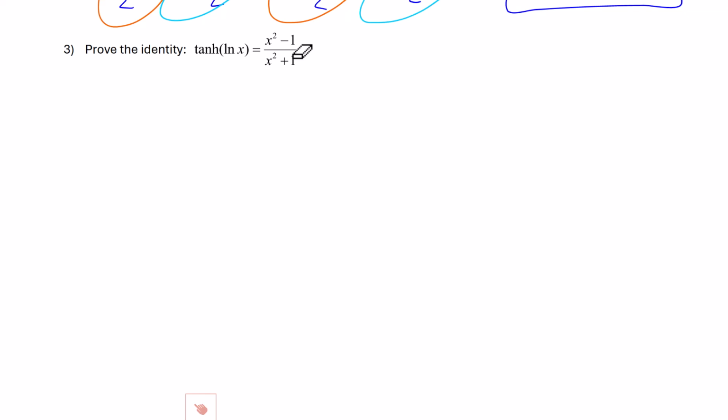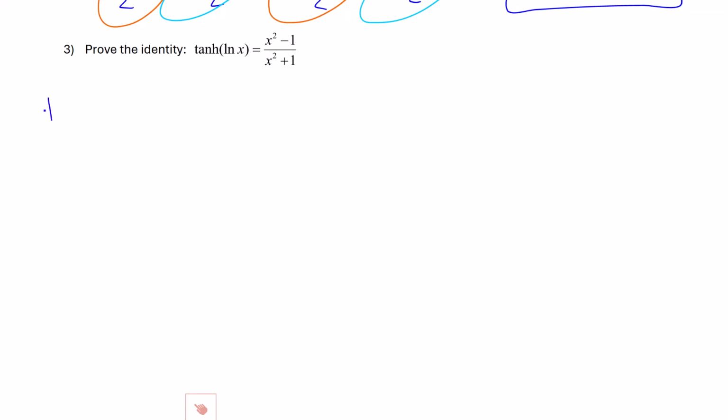Now, as you may recall from trigonometric problems like this, a good strategy is to start with the more complex or complicated looking side, though that can be open to interpretation. In this case, if we take that kind of approach, I think it's helpful to start with the tanh, since that's the more complicated function. The right side is a pretty simple algebraic expression. So let's start with the tanh of ln of x and see where that goes.